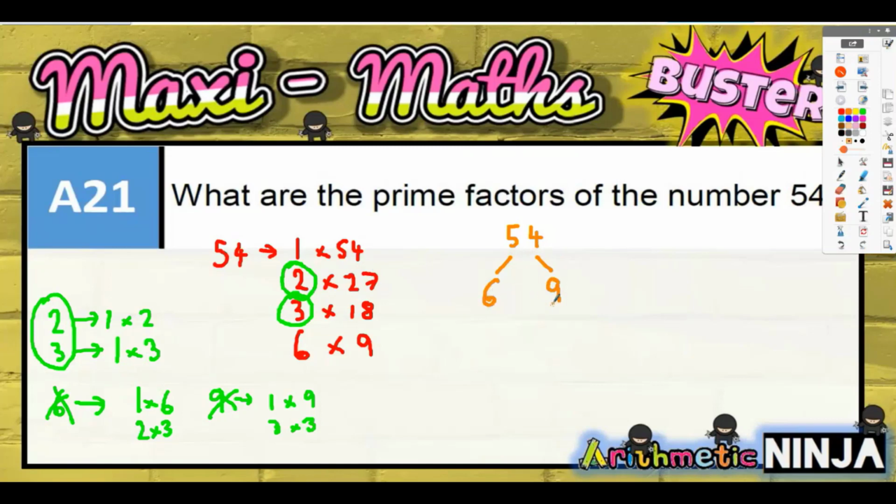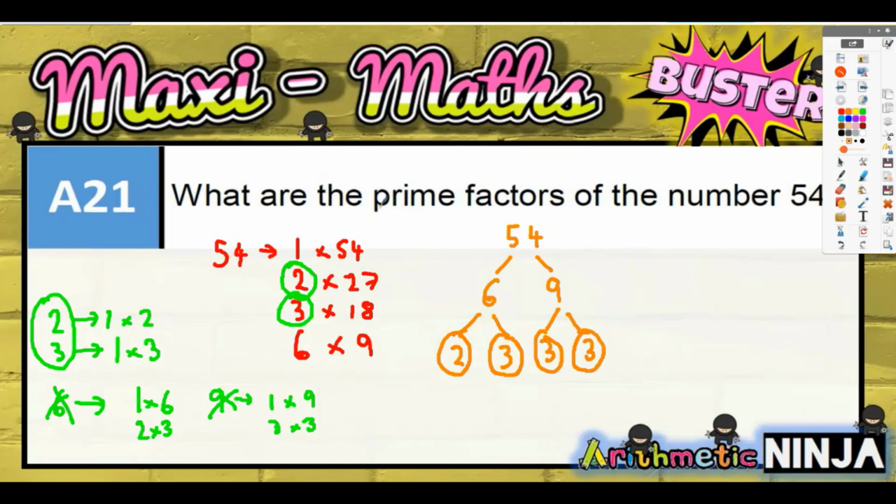Well, 6 and 9, neither of those are prime, so we break them again. 6 can be broken into 2 times 3. 2 is a prime number, so you don't break it again, so you circle it to say that there's a dead end there. 3 is a prime number, don't break it again, so circle it to show a dead end. 9 is 3 times 3. 3 is a prime number, circle it, dead end. 3 is a prime number, circle it, dead end.